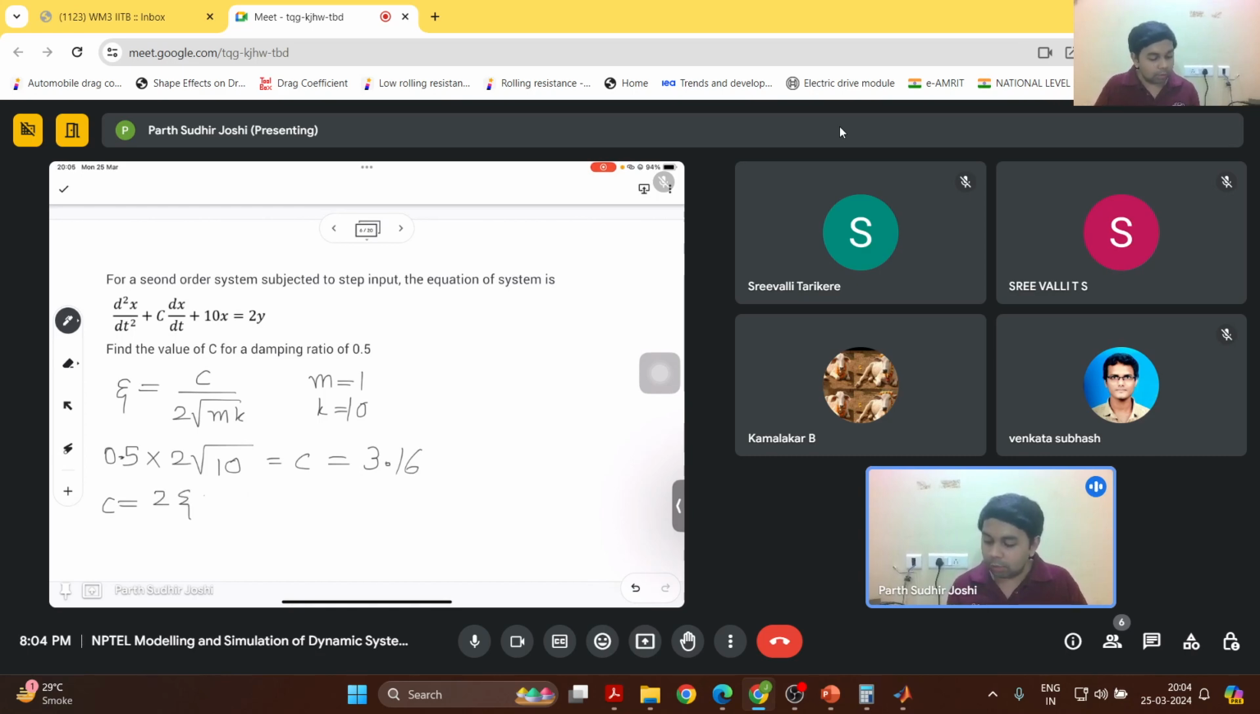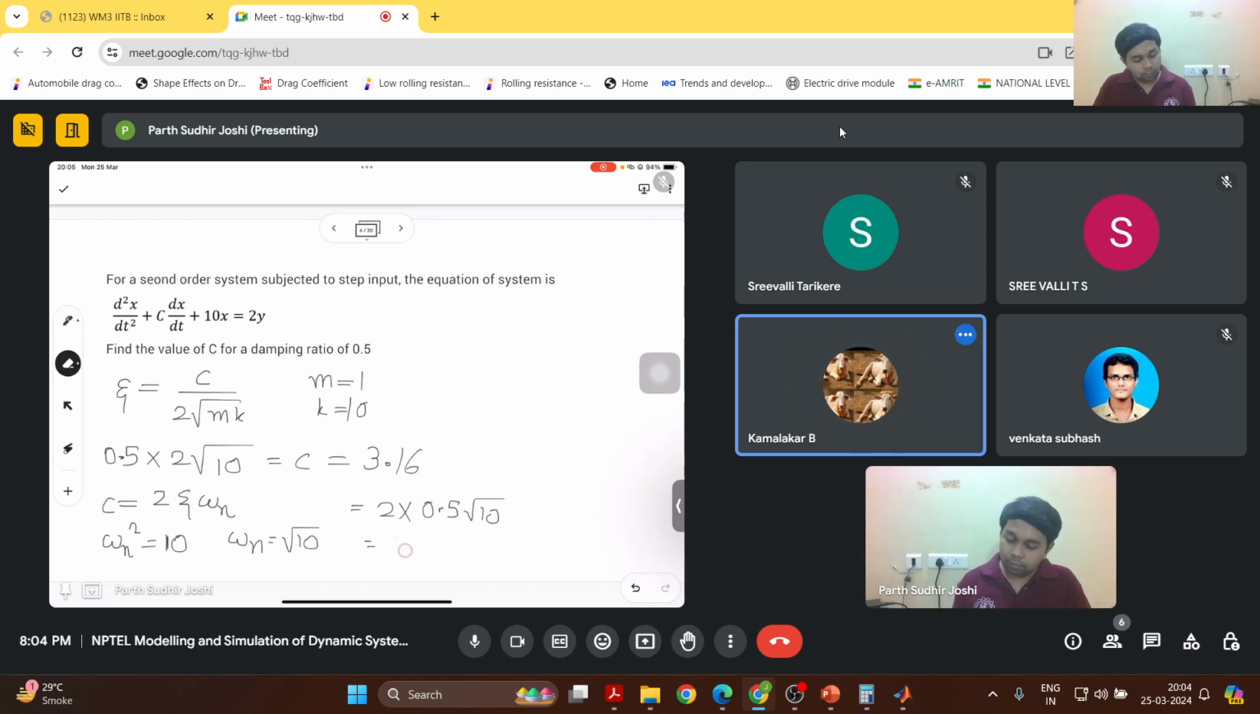We can also say that this is basically 2 zeta omega n, and omega n square is equal to 10. If we compare it with the standard form of the differential equation, omega n is basically root 10, and then using this we'll get the same answer, basically 2 into 0.5 into square root of 10. So we can just compare the coefficients and get the answer in this question. So shall we move forward? Okay.